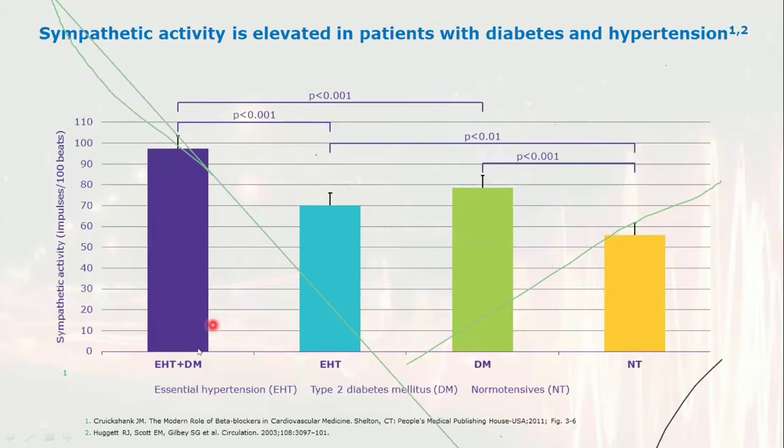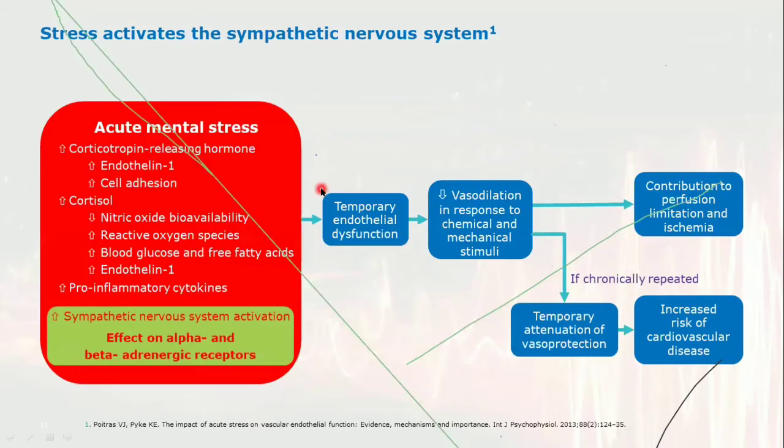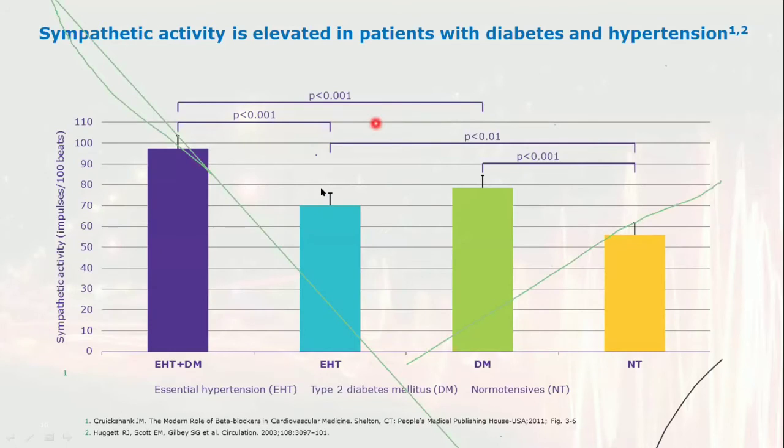So now when we look at the sympathetic overdrive in patients with diabetes and hypertension, you will see that with essential hypertension and diabetes, the sympathetic activity is increased. If it is just hypertension, it is less with diabetes, but when you combine the two, it is markedly increased. The sympathetic overactivity is increased in these patients.